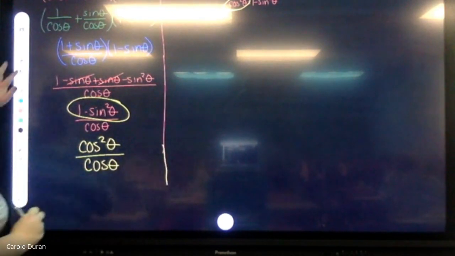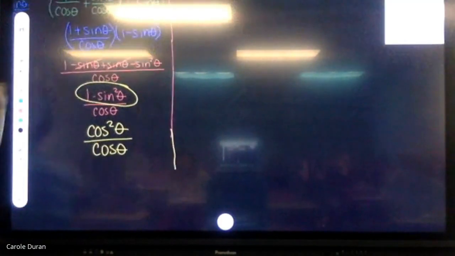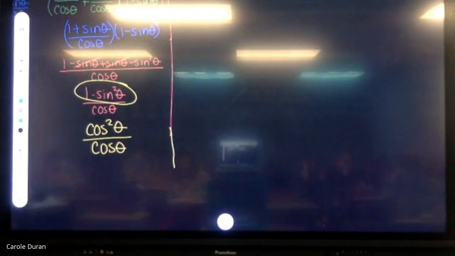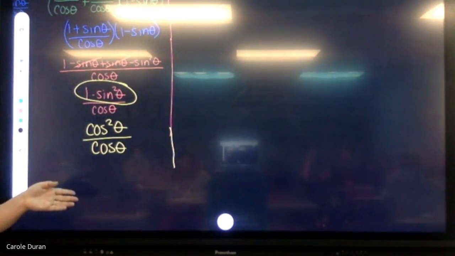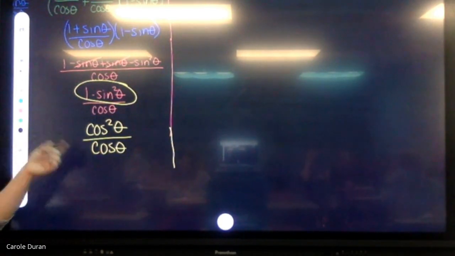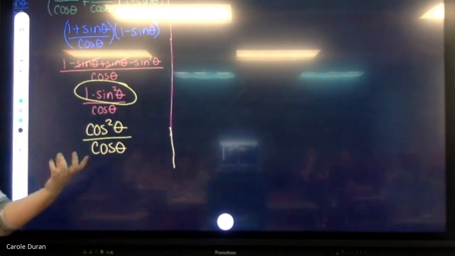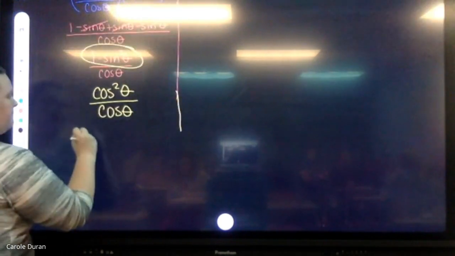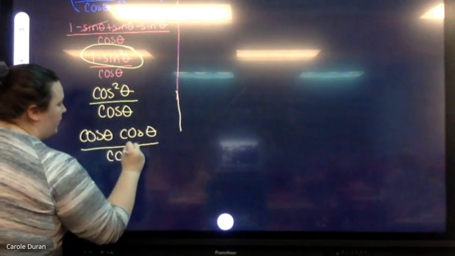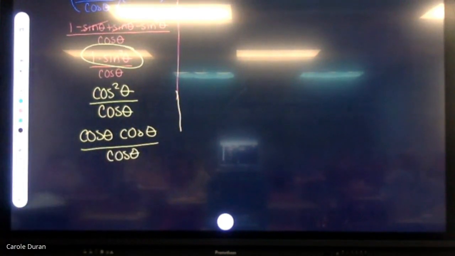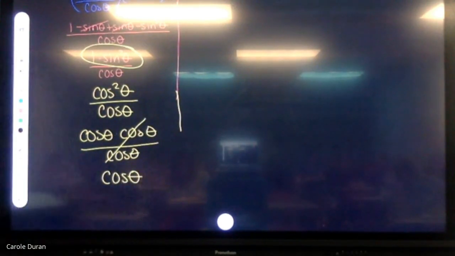I know I'm on the right track because I'm trying to get it to match cosine of theta on the right-hand side. So I'm definitely doing okay so far, but I'm not done because I have a fraction. Okay, so we can remember that cosine squared theta is the same as cosine of theta all squared, or cosine times cosine. So if I think about it like that, one of my cosines from the numerator will cancel out my cosine from the denominator, leaving me just with cosine of theta.